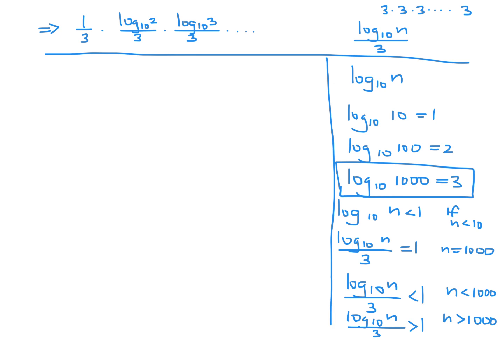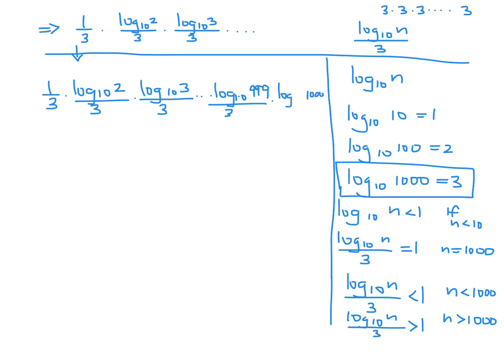Okay, so that is very helpful. That is very helpful because now I can take this guy and see what I can do. So let's write out, obviously not all of them, but let's a few of them. Dot, dot, dot. I'm going to get to log of 999 to the base 10 over 3. And then the log of 1,000 to the base 10 over 3. And so on. Dot, dot, dot. Now watch what happens. This first number, 1 over 3, that's obviously less than 1.